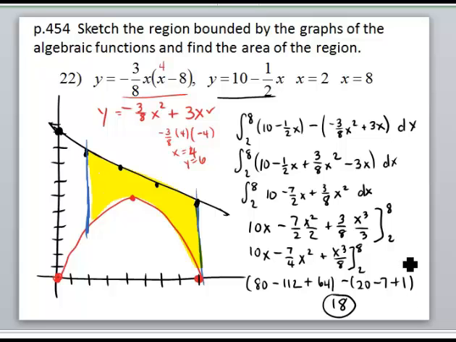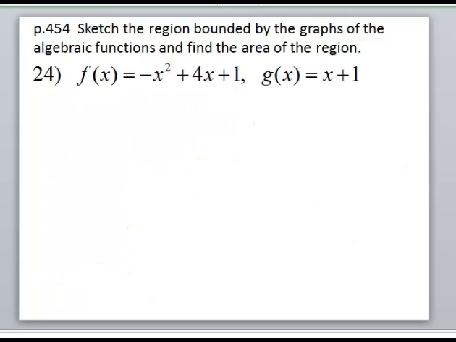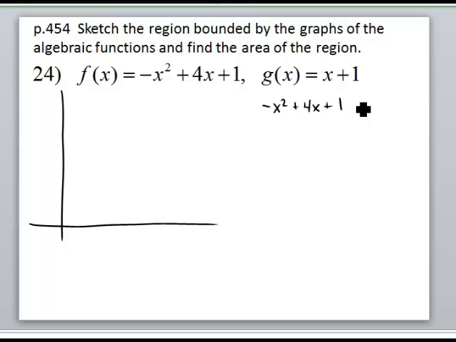Okay, and the next problem, I will just get it started. I will not be able to finish the whole thing. I'm going to start by sketching the graph. This time I don't have any bounds, so what I have to do to find the bounds is find their points of intersection. So I'm going to start there.